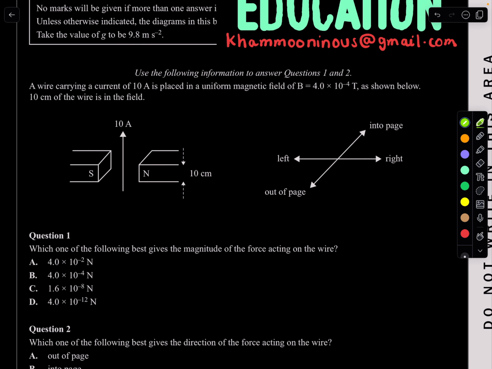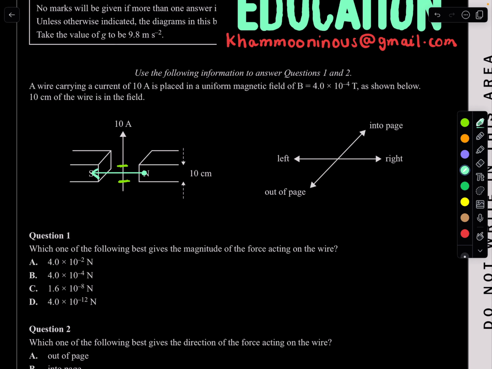Use the following information to answer questions 1 and 2. A wire carrying a current of 10 amps is placed in a uniform magnetic field, as shown below. 10 centimeters of the wire is held in the field. As we can see, only this part here is held in that field, and 10 amps runs through it. We also know that the magnetic field goes from north to south, so right to left, and of course the current's going up. Which formula best gives the magnitude of the force acting on the wire?